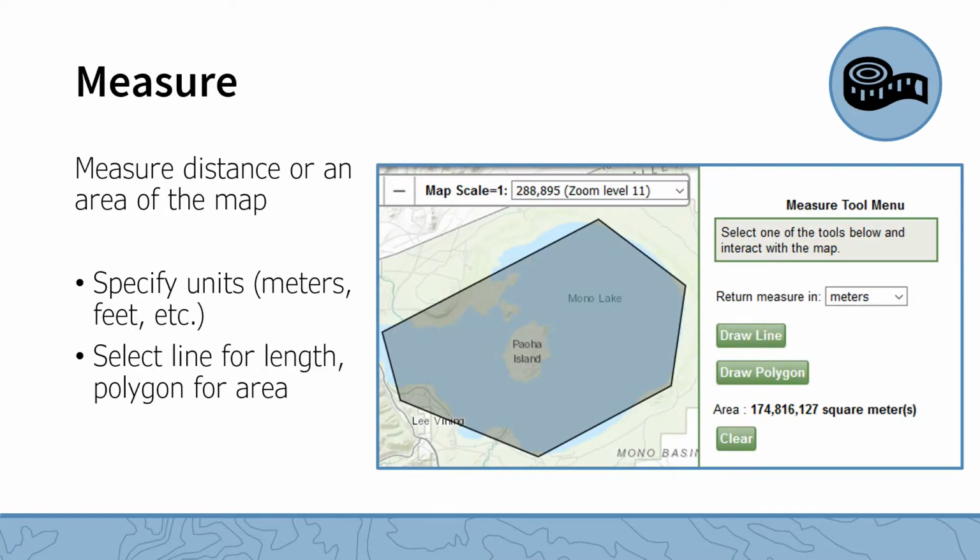The Draw Polygon option works similarly to Draw Line. Click in the map to begin the polygon, then click once to place each vertex or point, then double-click to complete the polygon. Your measurement will be returned in the right-hand panel. To dismiss this result, click the Clear button.